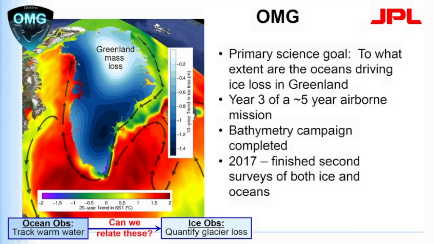So with OMG, what we're really trying to do is measure both the oceans and the ice together over a period of 5 years, and try to answer the question: how can we relate these ocean changes that we see to ice changes around the margins of Greenland?